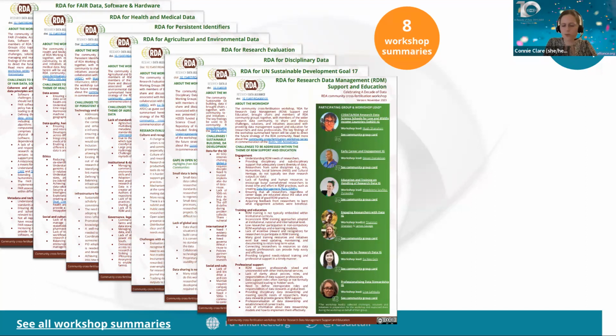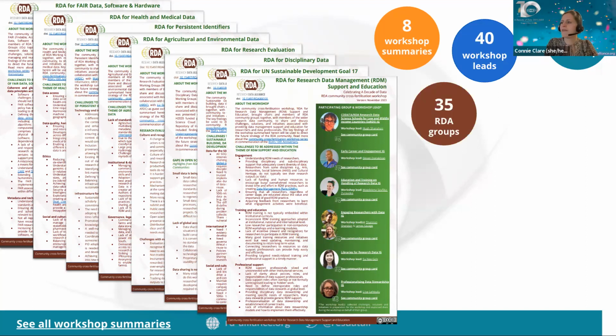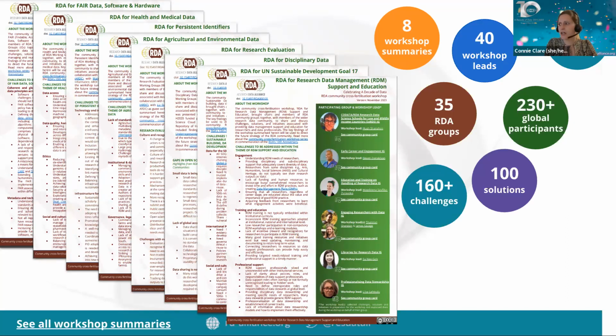So we have these 8 workshop summaries, and this actually involved 40 different RDA community members that served as workshop leads that were organising and presenting some of the information. And they represented 35 RDA groups. And collectively, we welcomed more than 230 global participants and together identified more than 160 challenges, 100 solutions, and these were distilled down into 45 actions that the RDA community can consider taking forward into the future. So I think that's a really wonderful achievement, and the community should be proud of that.